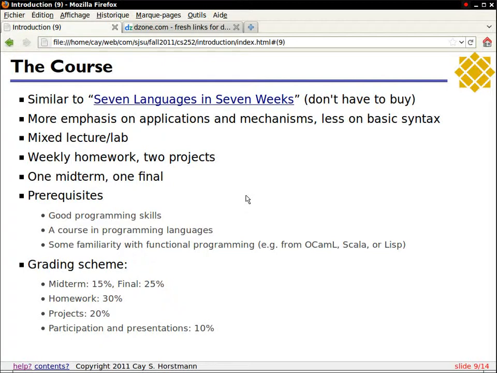Don't get me wrong, it's a nice book. If you want to get the book, by all means get it. But we're not following it exactly. I'm kind of following the idea of saying, let's look at a few of the key languages that show different aspects of stuff that one can do nowadays. And so we're going to be digging much more deeply into the mechanisms that make interesting things happen. And we're not really going to be worrying much about basic syntax.